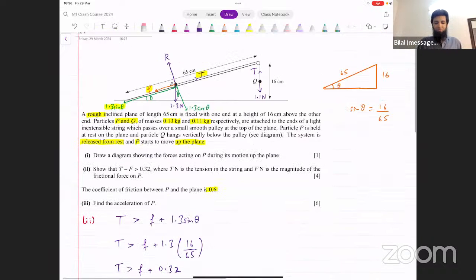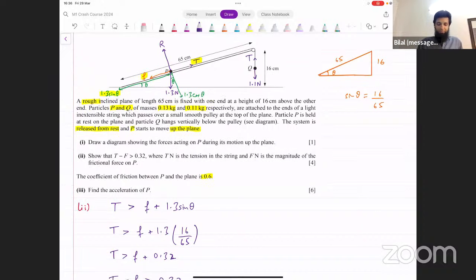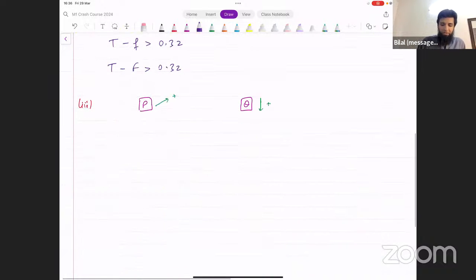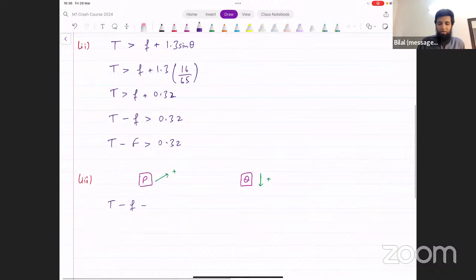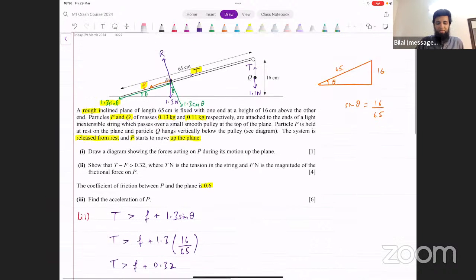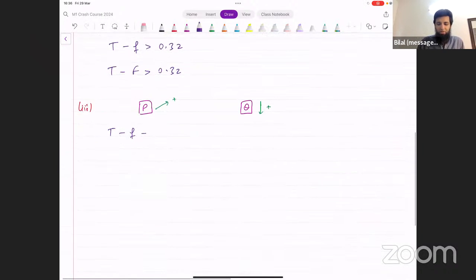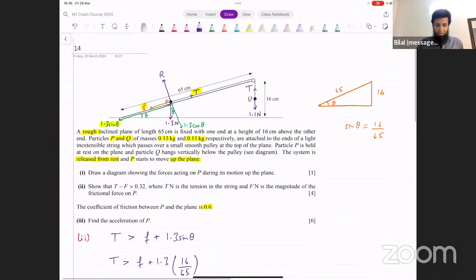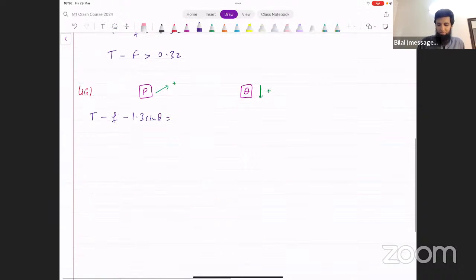Now for P, what's the forward force and what's the backward force? Forward force is T. So we say T minus the backward force, which is F and 1.3 sine theta. That's 0.32. We've already found that. 1.3 sine theta should equal the mass of P, which was 0.13, times acceleration.